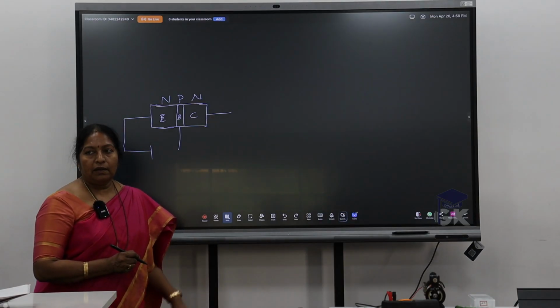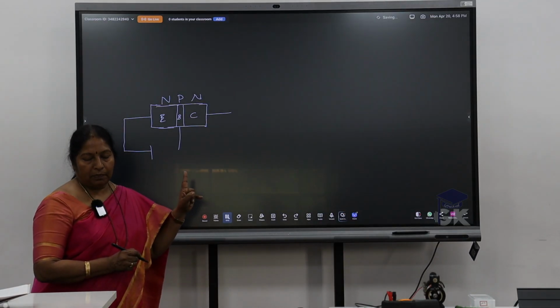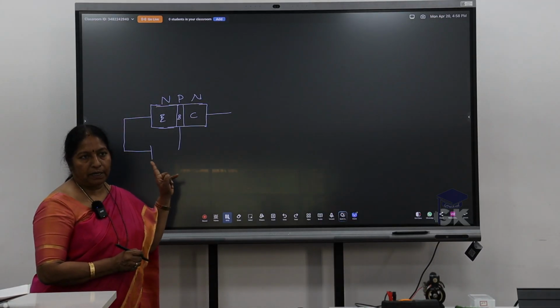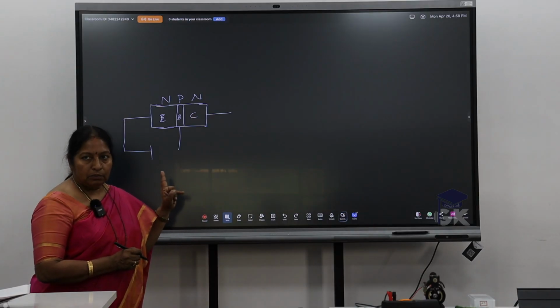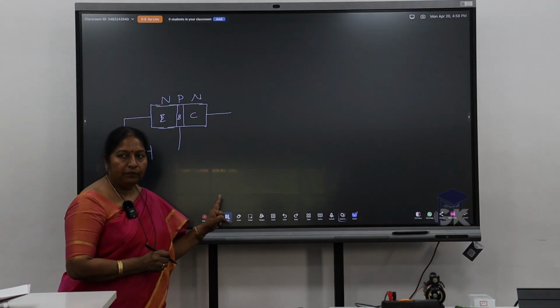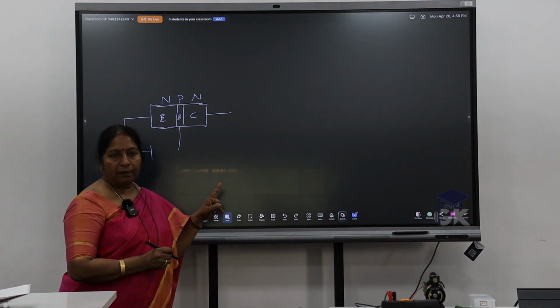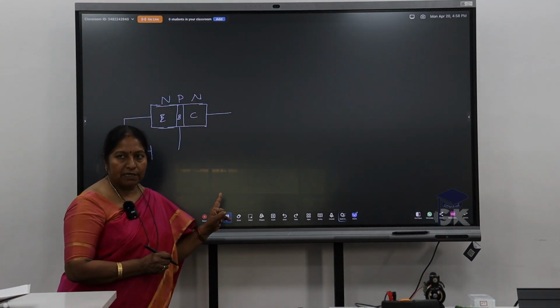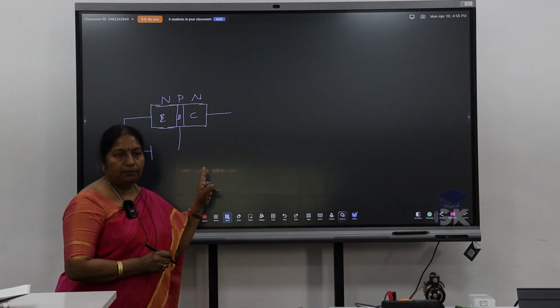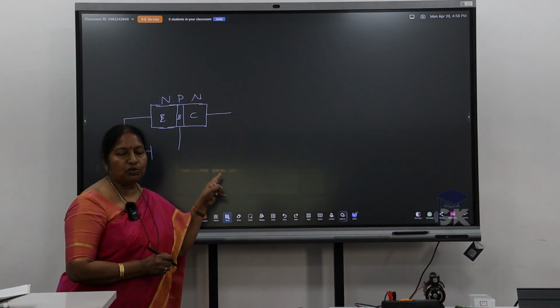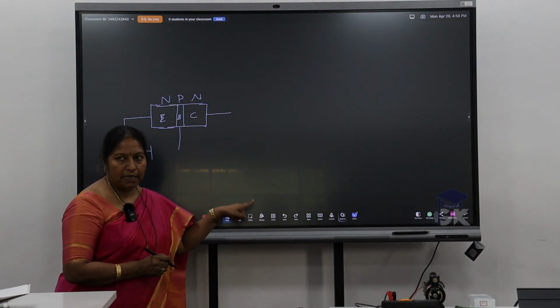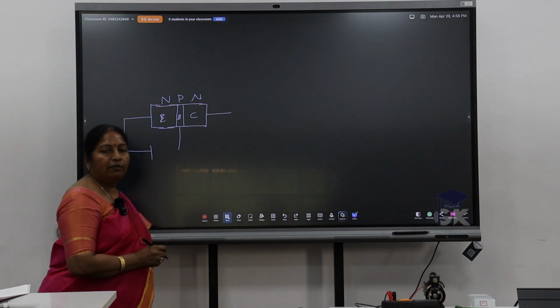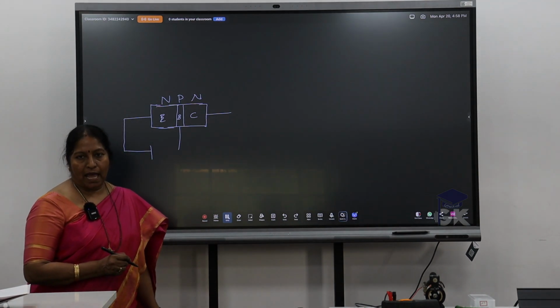Forward bias means the P type of semiconductor should be connected to the positive terminal of the battery, and the N type of semiconductor should be connected to the negative terminal. Otherwise, I can say that P type will have a higher positive potential compared to N type. Then we call that forward biased.